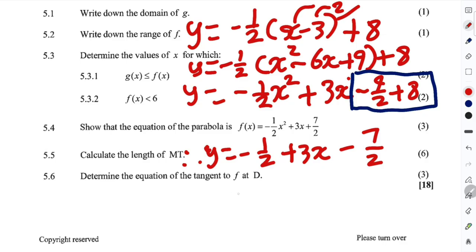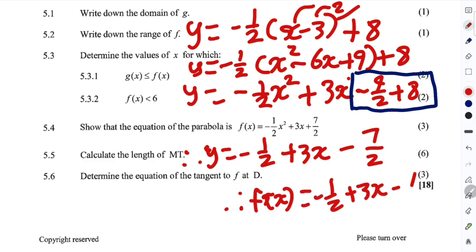Therefore f of x is equal to negative half x squared plus 3x minus 7 over 2. So I've proved it.